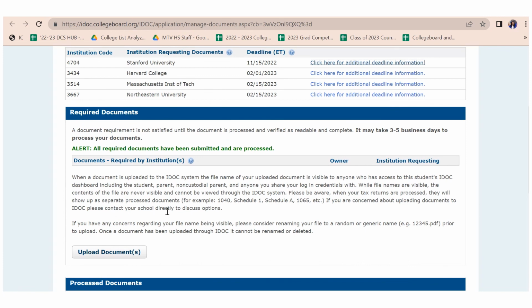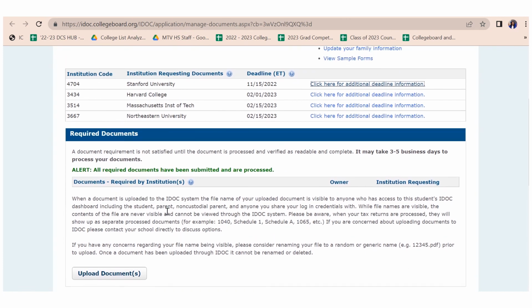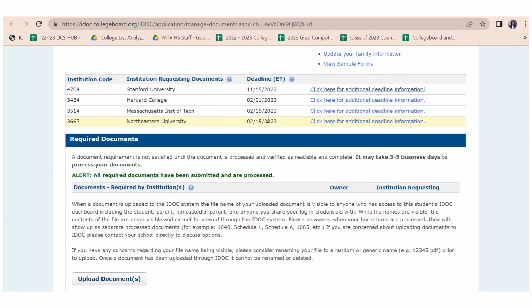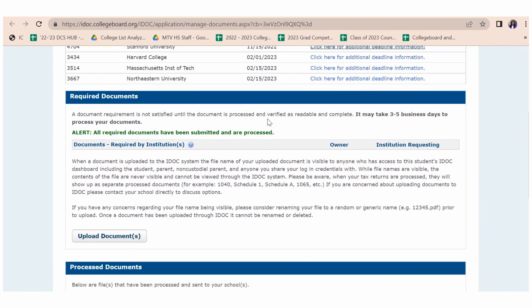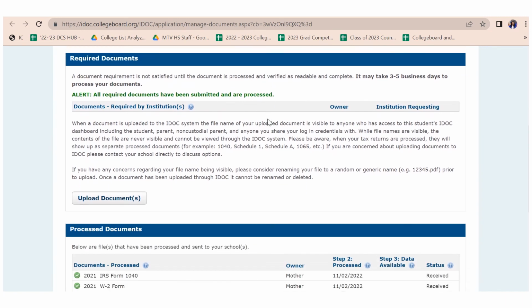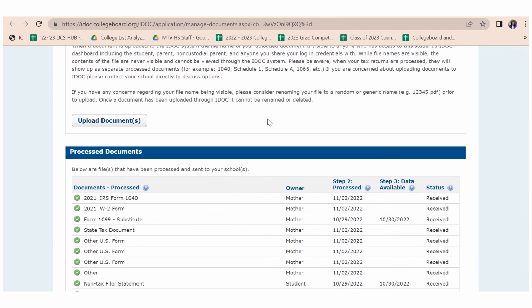It is required. There are deadlines related to this for each school. You can often see the earliest deadlines here. But if you don't meet these deadlines, you are not going to qualify for need-based aid from these institutions and potentially merit-based aid also. So again, this is something that after you submit the CSS profile, you are not done. You need to upload additional documents, and we are here to help you with that.